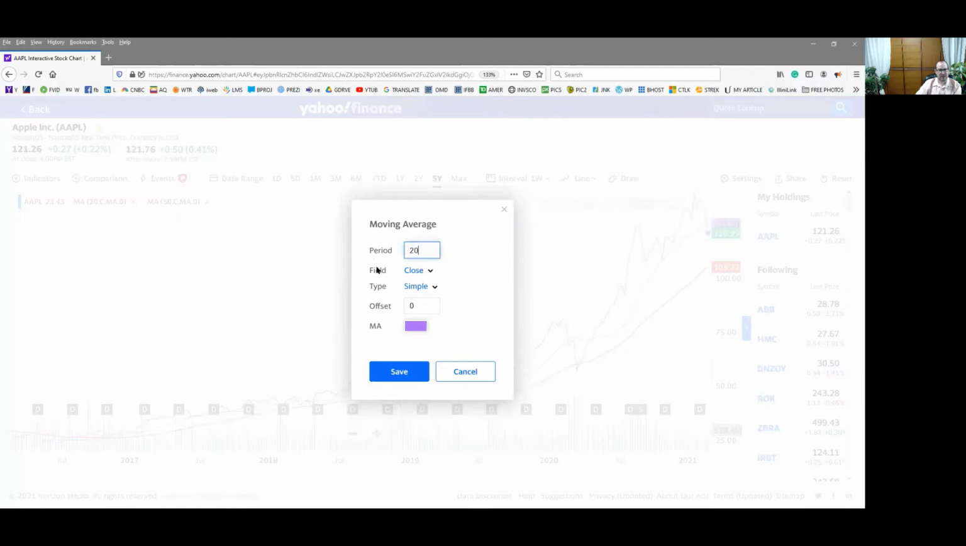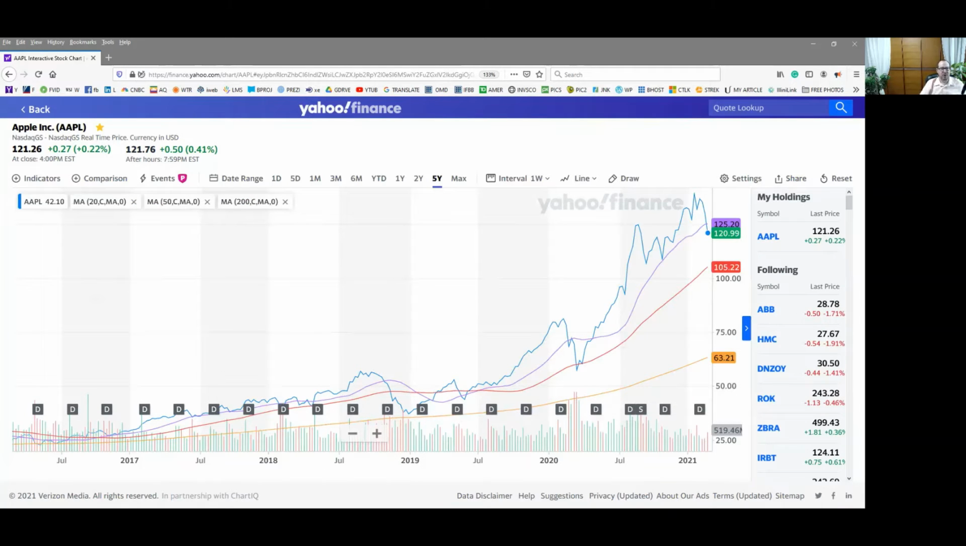So you go 200. Let's make the color different. Let's make it orange. Save. There we go. Now you notice that the blue here is the stock price. Over the past few years, it's up high. Now, this is the 200-day moving average. Because it's 200 days, it's going to be a little lower.